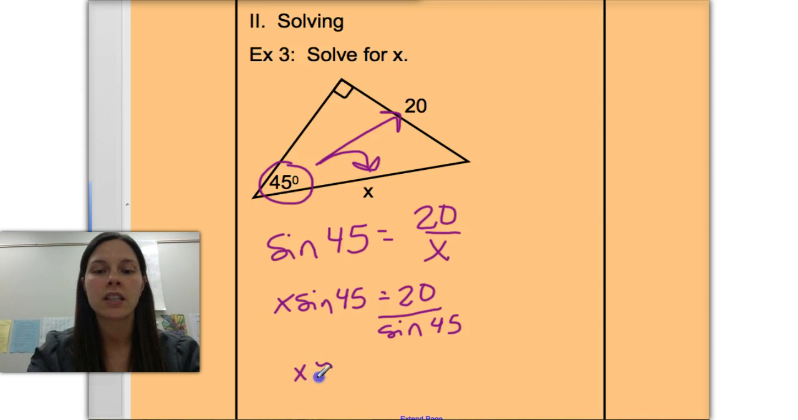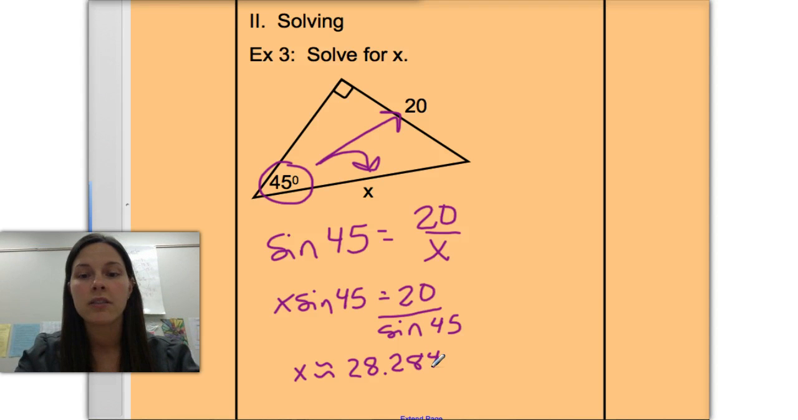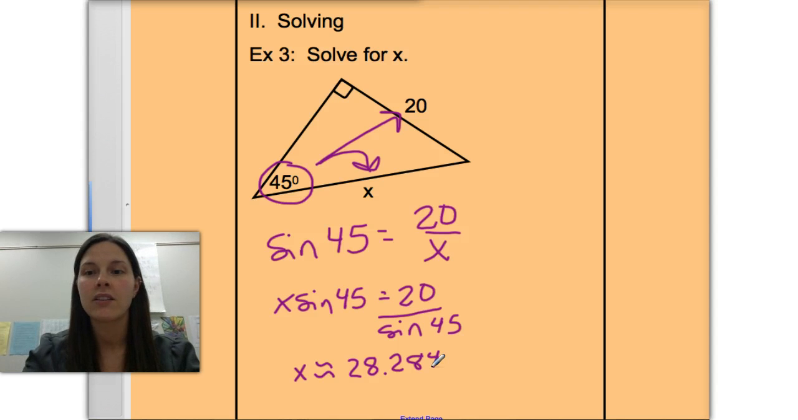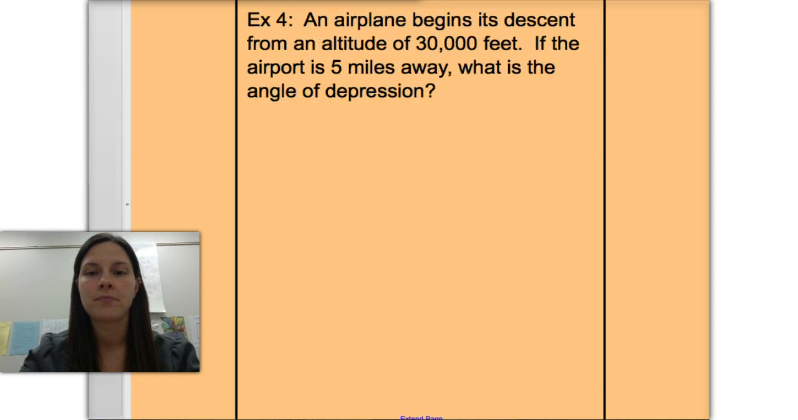So I would grab your calculator. If you know how to check the mode, check it. If not, type in 20 divided by sine 45. If you get 28.284, your calculator is in degree mode. If you do not, your calculator is not in degree mode, and I can help you fix that if you're not sure where to find it.